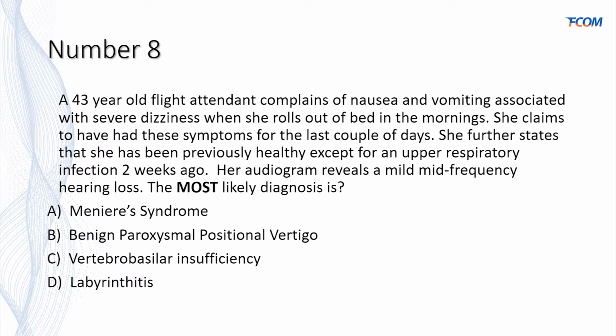The most likely diagnosis is, so when we talk about dizziness, Meniere's is a diagnosis of exclusion. It's the last thing you ever want to blame. Benign paroxysmal positional vertigo is reproducible with the Dix-Hallpike maneuver. And those are all different from vertebral basilar insufficiency, which is essentially a circulatory problem. What this question is representing is dizziness with hearing loss, which is a classic trademark of labyrinthitis. So let's talk about that.